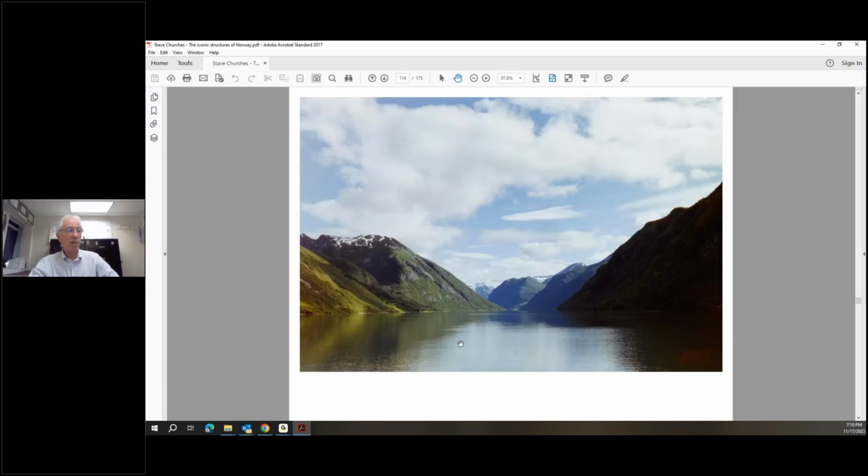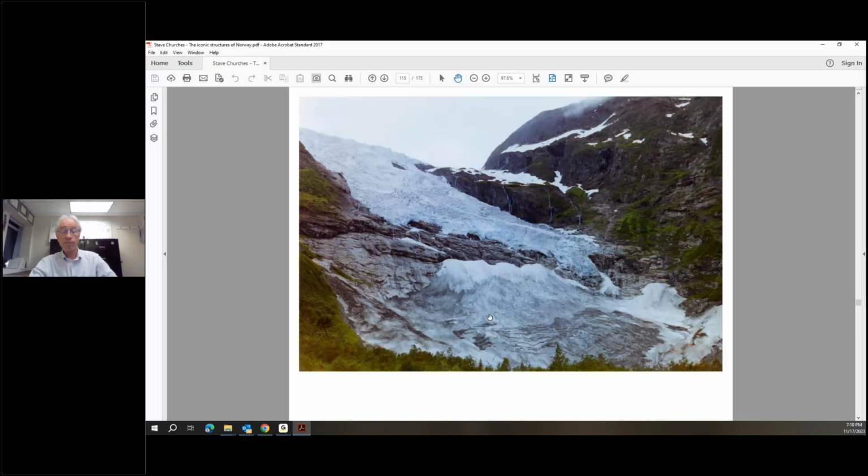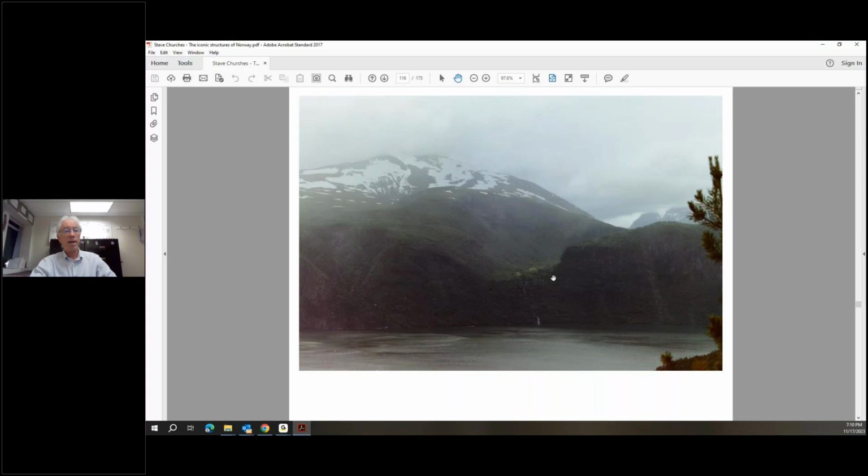Okay, once again, just a scene setter here. There is just another view of a fjord and how rugged Norway is. This is just Briksdal Glacier, the leading edge of it. All right, and this is summertime, and it got pretty chilly there, even during the day.